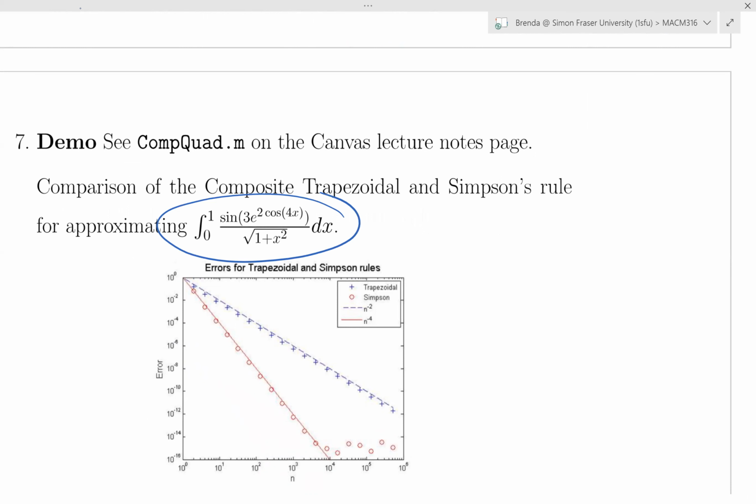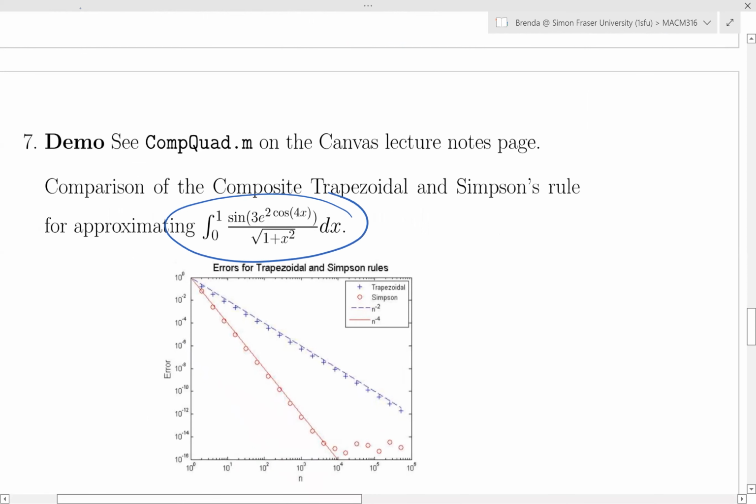You can see this is a graph of the error, log of the error versus log of n. And this is the trapezoidal rule there. What is that slope? What would I expect to see there? -2, yep, for sure. Slope is -2. That's right, it's an O(h^2) method, going to 0 as h gets small.